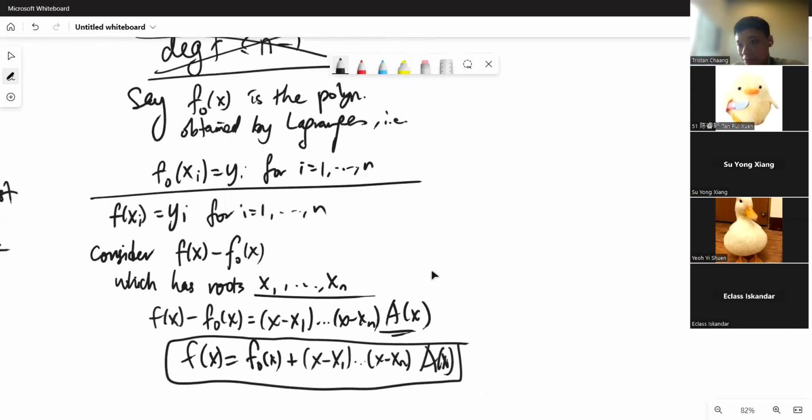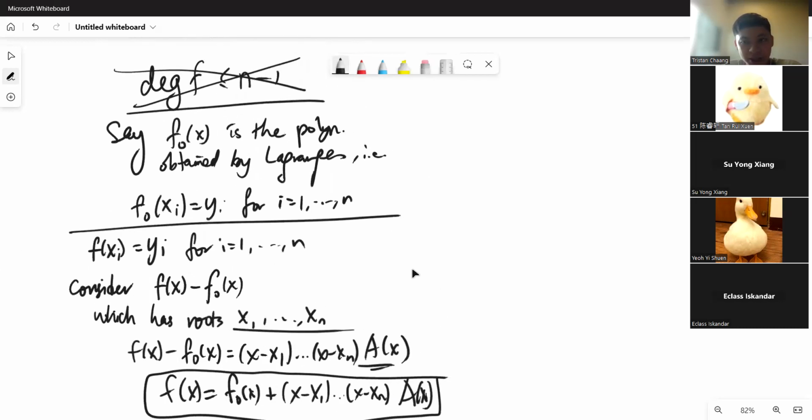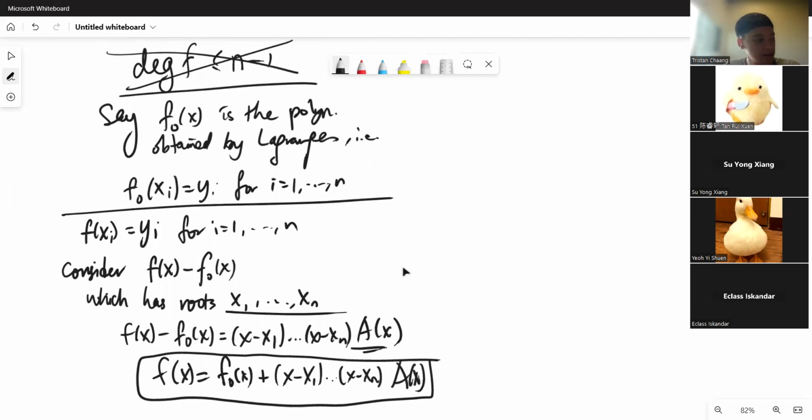And one thing to notice is that this thing has degree n, and f naught x has degree n minus 1. This also tells us that there's only one of them that has degree at most n minus 1, because if we add some non-trivial multiple of this, we get a polynomial with degree at least n already. Okay, is that fine? Any questions before we move on?